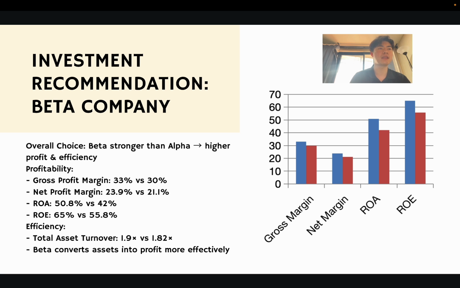Now about the efficiency, Alpha does a good job with receivables and stock, but Beta still has higher total asset turnover, 1.9 times, whereas Alpha has 1.92. This means Beta sells more with the same amount of assets. Overall, Beta is better because it makes more profit and uses its resources well. This gives it more power to grow and pay investors in the future.